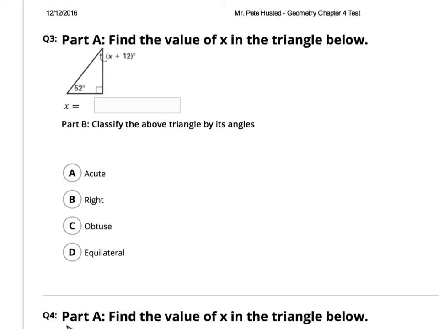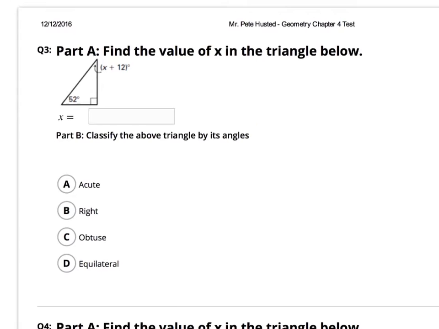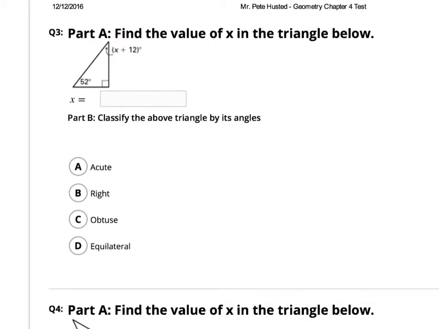Question number 3, part A. All right, again, we're finding x. Remember, all inside angles add up to 180. So the first one, you've got x plus 12 plus the angle that's 52 degrees plus the angle that's 90. Set that all equal to 180.